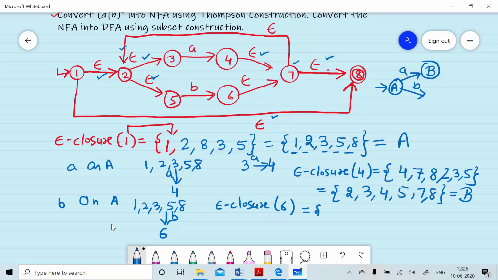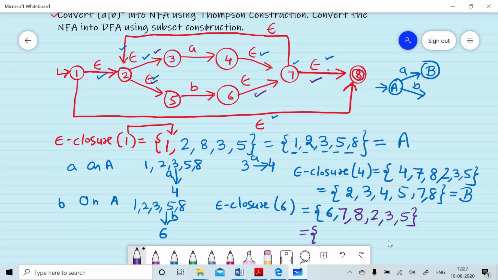So it includes 6. We are moving from 6 to 7 using null transition. So we will also include 7. From 7 to 8, we are moving using null transition. So we will include 8. From 7 to 2, we are moving using null transition. From 2 to 3 and 2 to 5, we are moving using null transition. So we will include 3 and 5.